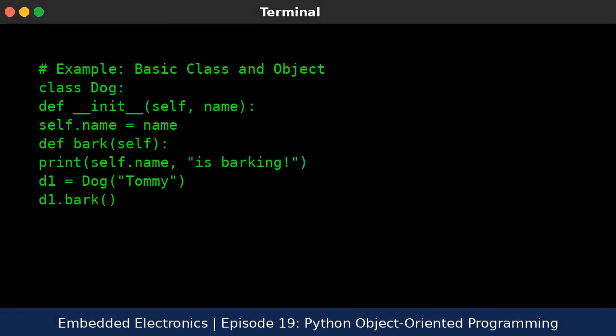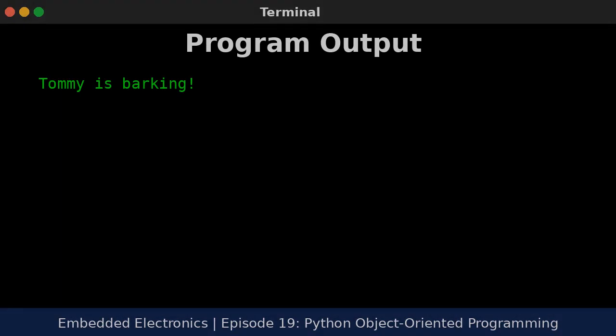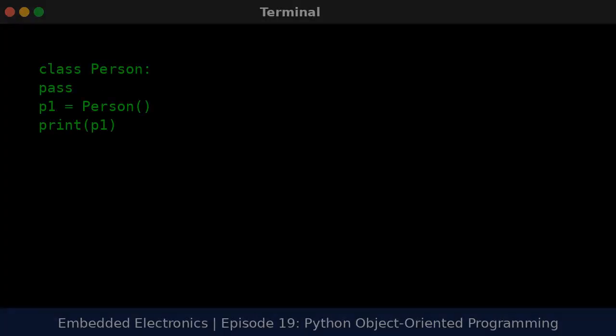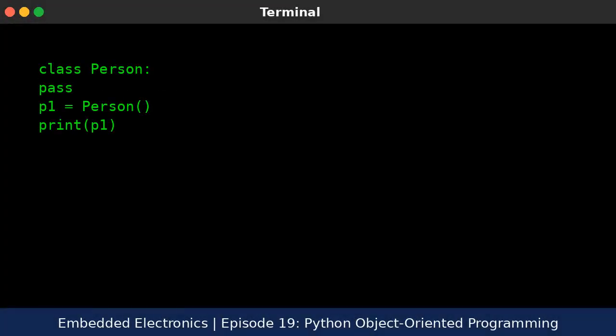Here is an example showing how to define a class with an init method and use an object to call a method. When this code runs, it prints a message from the object's bark method. This example creates a simple empty class named Person and creates an object from it.